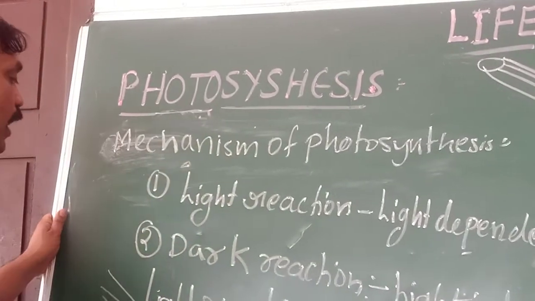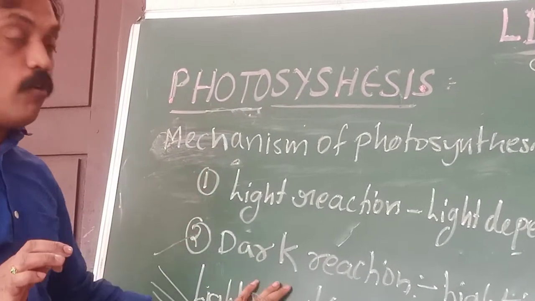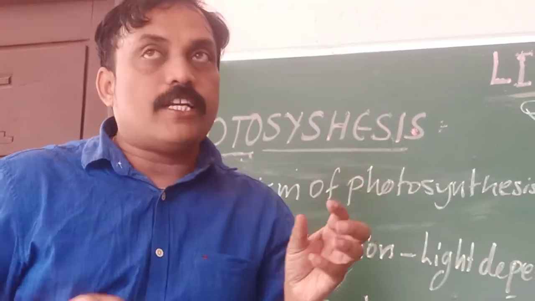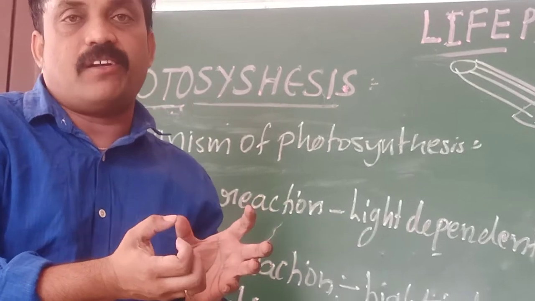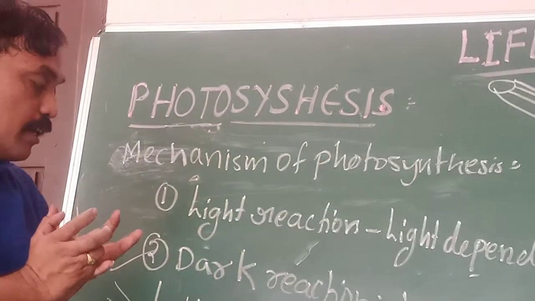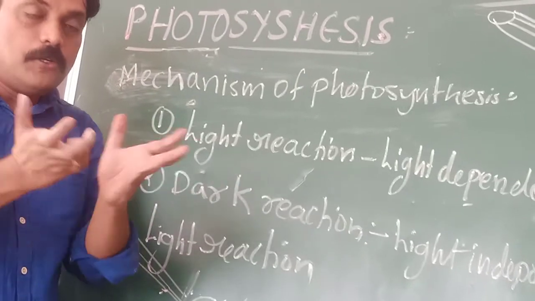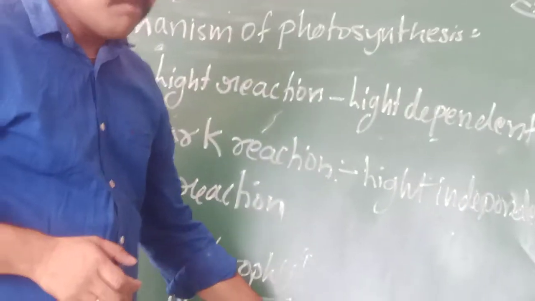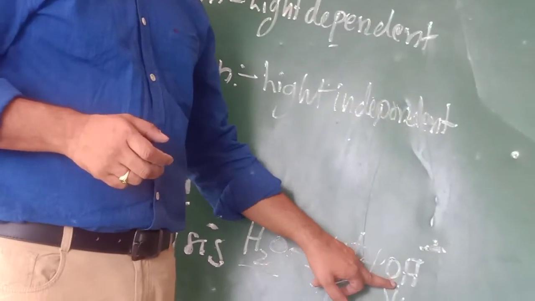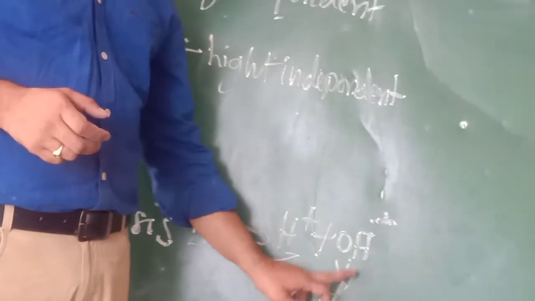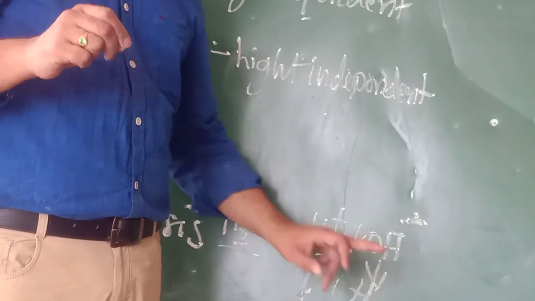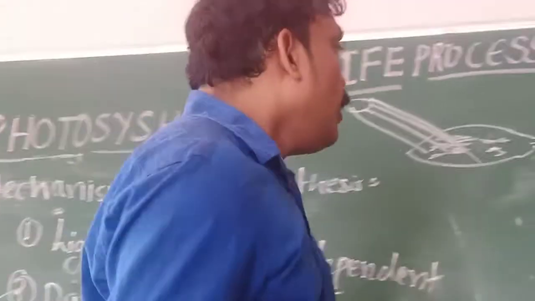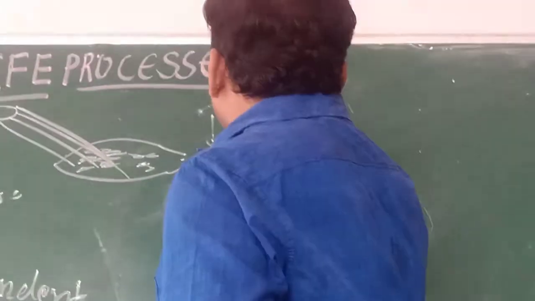Try to understand. In light reaction, what happened? Just the chlorophyll is activated by trapping the sunlight. After activation, it is useful for photolysis. The water molecule breaks down into H plus and OH minus. By a reaction, the OH minus combines again and forms water molecules. These H plus ions are useful in the process of dark reaction. Okay, next we have to discuss dark reaction.